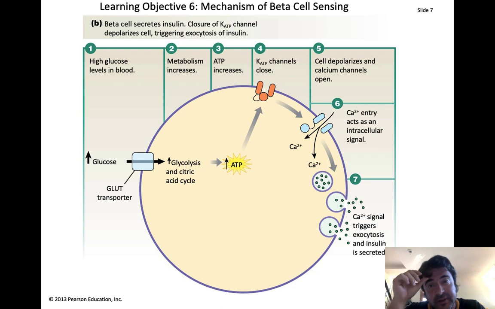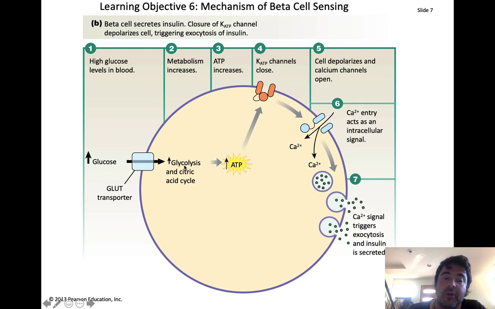Now, learning objective 6 is the mechanism of beta cell sensing. So when blood glucose levels are elevated and you have the humoral stimulus, there's a transporter in the surface of beta pancreatic cells, a protein transporter called a GLUT2 transporter. This is what's known as an insulin independent GLUT, meaning GLUT2 transporters are going to be embedded in the membrane of beta pancreatic cells, whether insulin is around or not. And that's a good thing because these cells need to be able to transport glucose independently of insulin. So we call GLUT2 transporters insulin independent GLUTs.